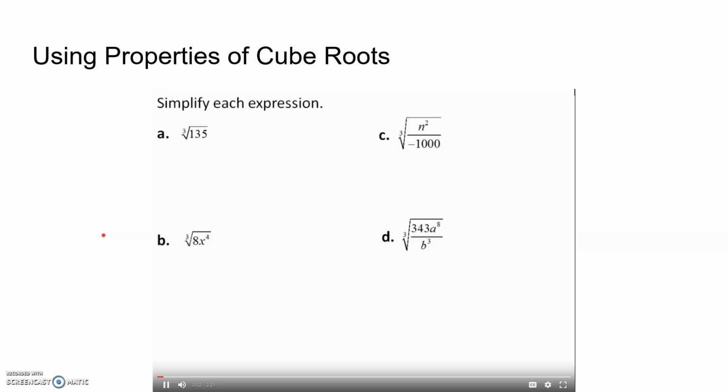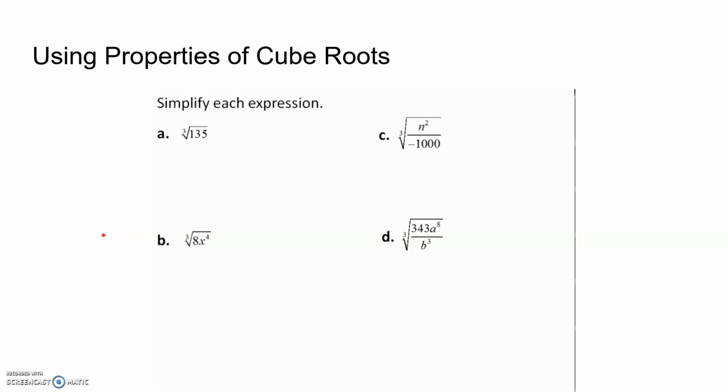Simplify each expression. Part A, the cube root of 135. First factor using the greatest perfect cube factor. The greatest perfect cube factor of 135 is 27. So the cube root of 135 equals the cube root of the quantity 27 times 5. Next, use the product property of cube roots to rewrite the expression as the cube root of 27 times the cube root of 5. Because the cube root of 27 equals 3, the expression simplifies to 3 times the cube root of 5.